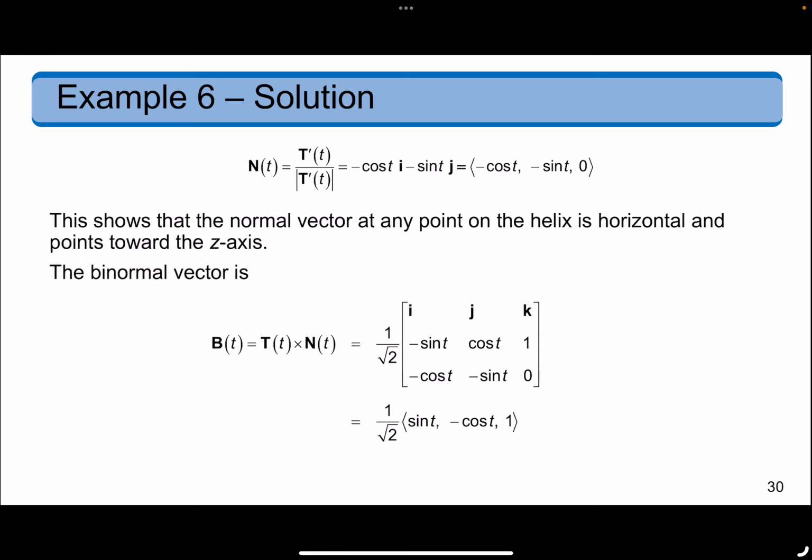This shows that the normal vector at any point on the helix is horizontal and points towards the z-axis. So the z-component is 0. The unit normal at any point on the helix is horizontal and it points towards the z-axis.